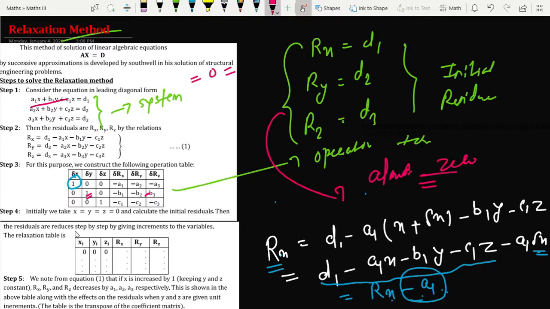The residuals are reduced step by step by giving an increment to the variable, and the relaxation table is as follows. So we know that for equation 1, x is increased by 1, which we already discussed here.